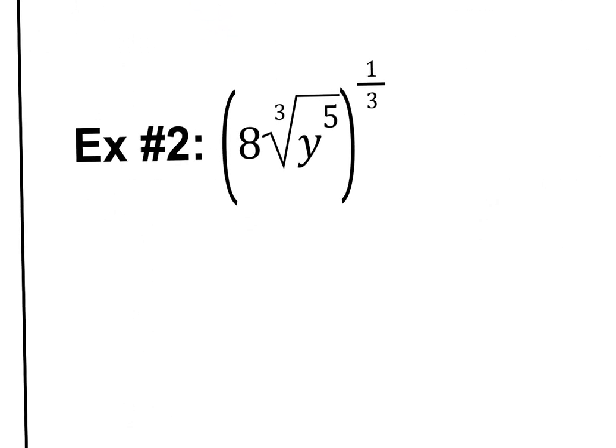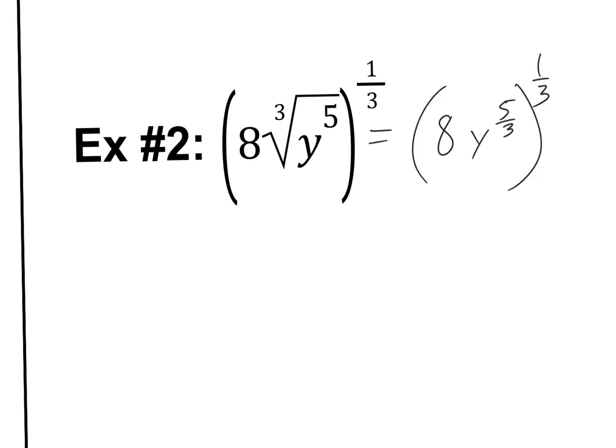Ooh, look at this. All kinds of crazy stuff. So what's going on here is I have basically two things. I have this whole thing to the 1/3 as well as this all to the 1/3. So a couple things I might want to do. I might want to first just try to rewrite this. Let's keep things in the parentheses for now. And I'm going to write this as y to the 5/3.